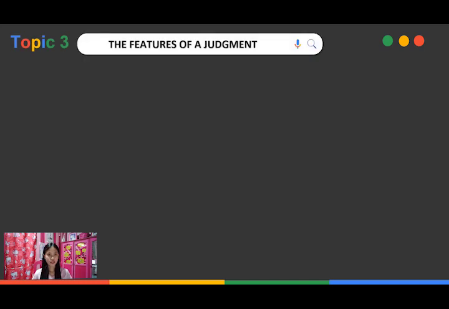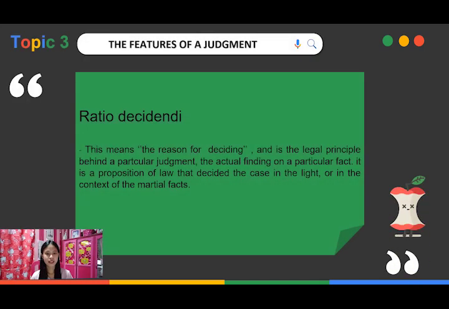So let's proceed to the features of a judgment. First is ratio decidendi. What is ratio decidendi? This means the reason for deciding, and it is the legal principle behind a particular judgment, the actual finding on a particular fact, that is, a proposition of law that decided the case in the context of the material facts. It is a judgment based on the principle of law formulated by the judge for deciding the problem. It is a rule of law on which a judicial decision is based.